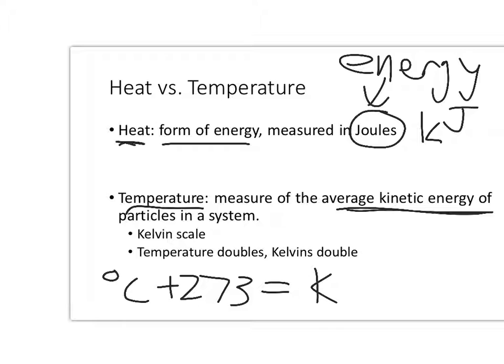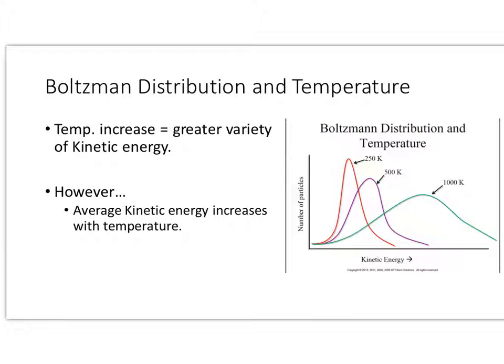Now, here's the cool thing about the Kelvin scale and why we do it. By the way, got a little typo here. Sorry about that. When the temperature doubles, the energy doubles. So it's proportional here, right? When our temperature doubles, we get twice the amount of kinetic energy happening in the particles in the substance. So something to be aware of as we start talking about this is something called the Boltzmann distribution, okay, and how that relates to temperature.